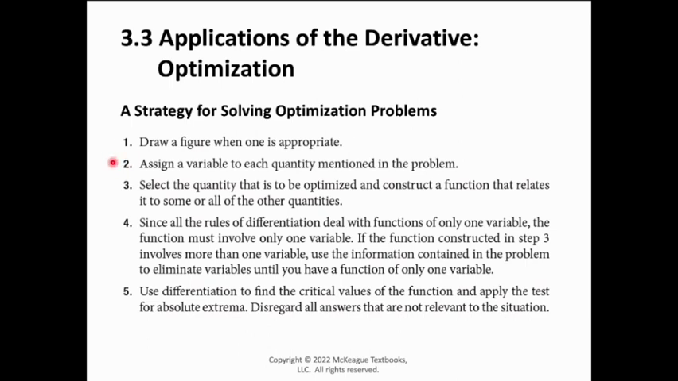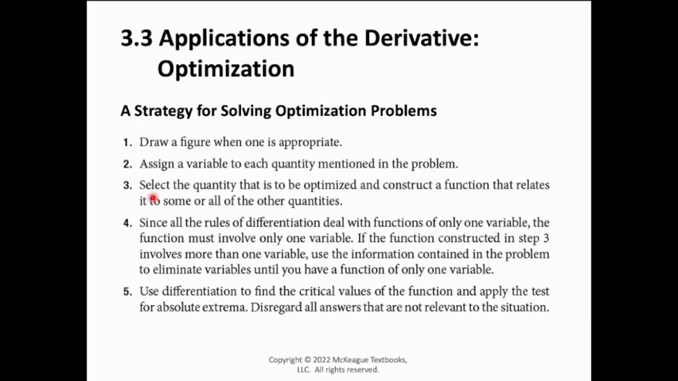In step two, it says assign a variable to the quantity mentioned in the problem. So if there's any numbers or information given in the problem, label it as some kind of variable. So for example, if you're given the length of a table, then maybe you want to label L equals and then the length of the table.